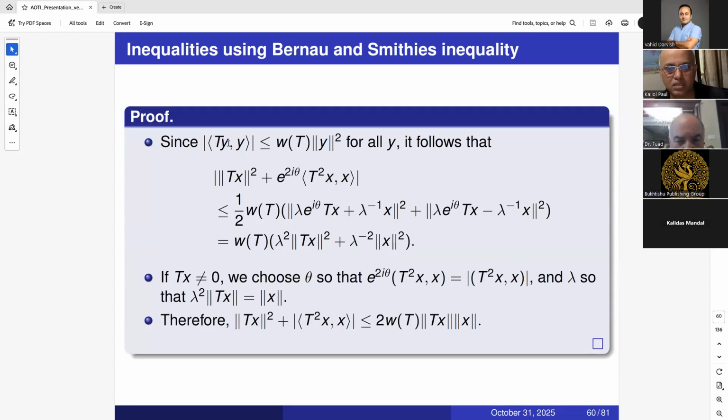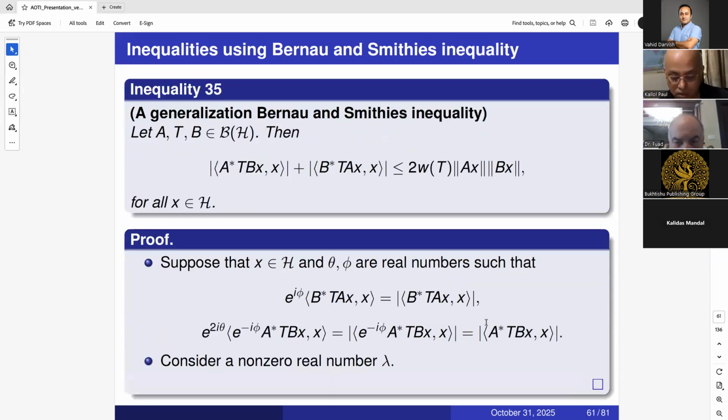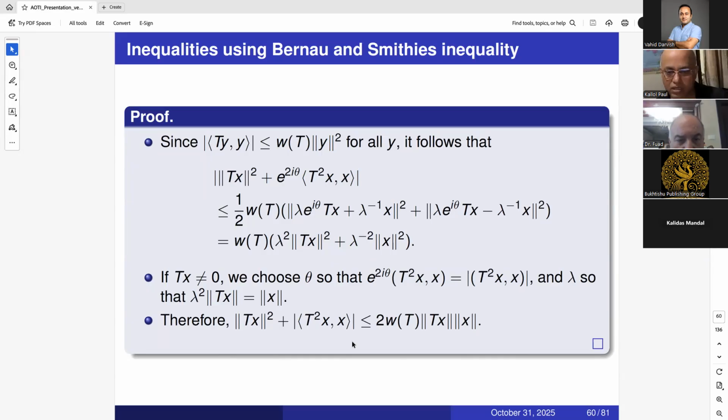Just using this, |⟨Ty,y⟩| is less than or equal to w(T) times ‖y‖² for all y. So they have used this: ‖Tx‖² plus this is less than or equal to this. And from there, they have proved that |‖Tx‖² + ⟨T²x,x⟩| is less than or equal to twice w(T) times ‖Tx‖‖x‖. And from there, you can develop some inequalities.